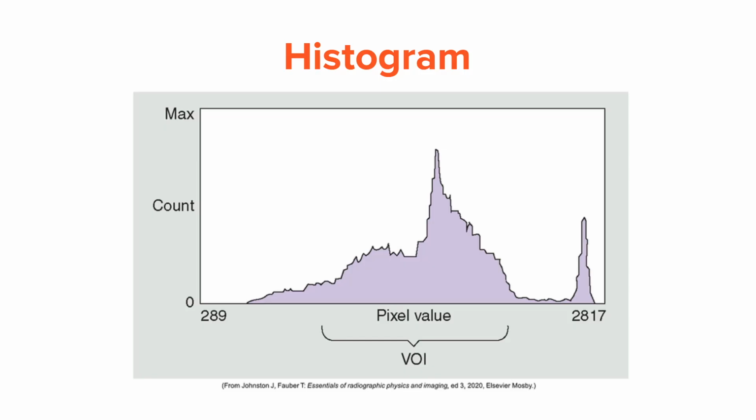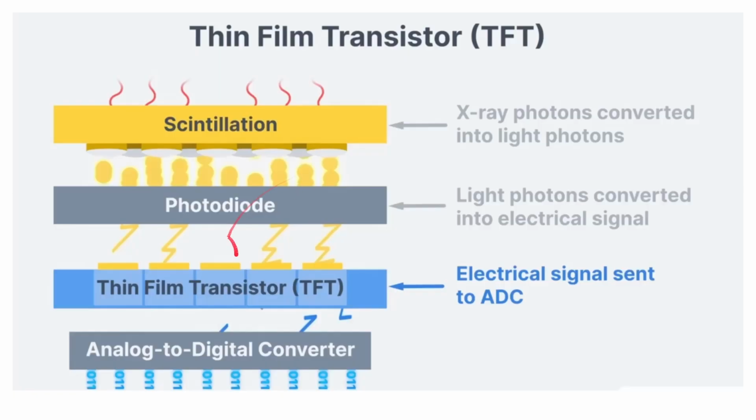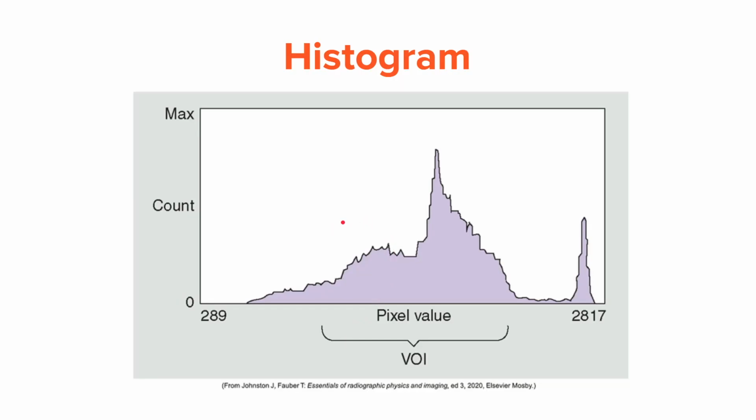A histogram: after this analog to digital conversion, the image is able to be post-processed. So whatever anatomic body part we used is going to be what the reference histogram is going to be set up as. And all this digital data is going to form a histogram.